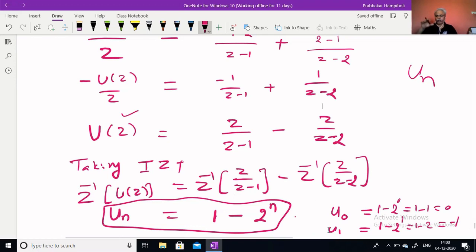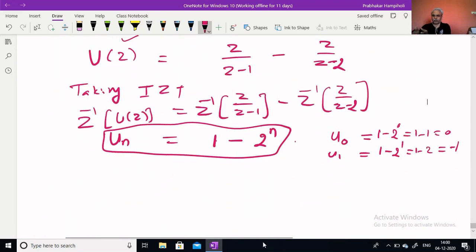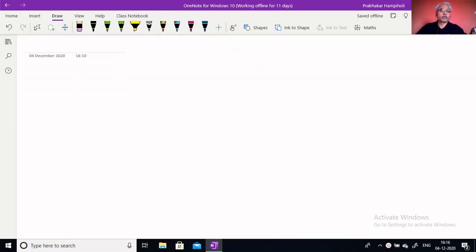Given an equation in un plus 2, un plus 1, un with some conditions u naught, u1. If u naught and u1 are not given, the final answer will remain in terms of some constants. If they are given, we will get the exact un. First you take the z transform, convert n to z function, and afterwards when u of z becomes perfect shape, you take the z inverse again. So we will continue with the next example.